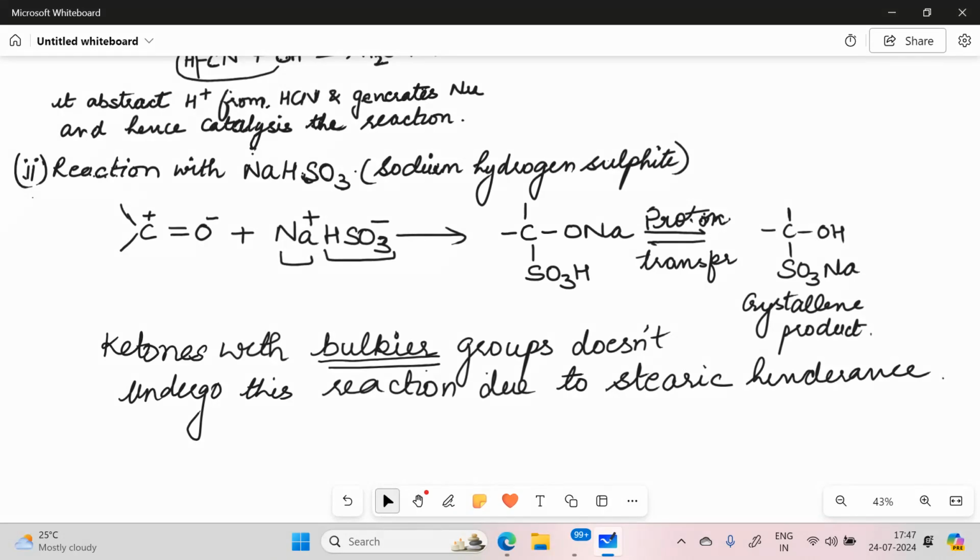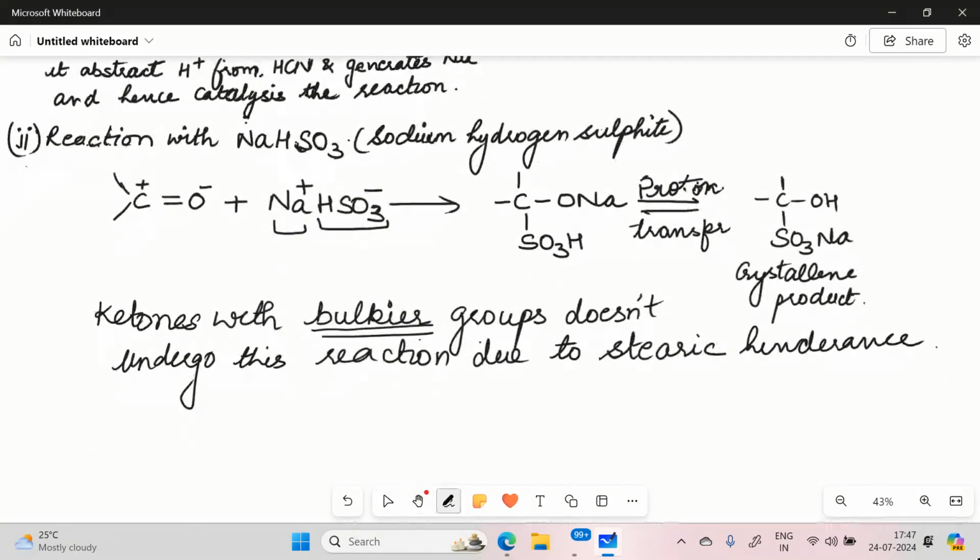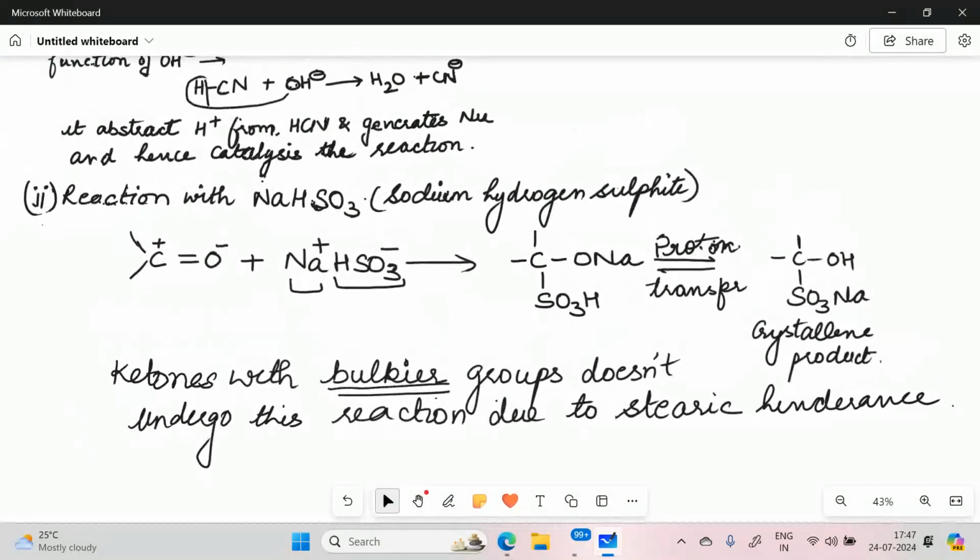Ma'am, won't that be true for reaction with HCN also? No, CN is a very small nucleophile. That is true, but in this case bulkier group means if you have two ethyl groups also with the ketone, then also this reaction won't happen. Let us suppose you have pentan-3-one, in which CO has ethyl groups on both sides. Then in that case also this reaction won't take place due to steric hindrance. Only with very small methyl groups does this reaction take place for ketones.